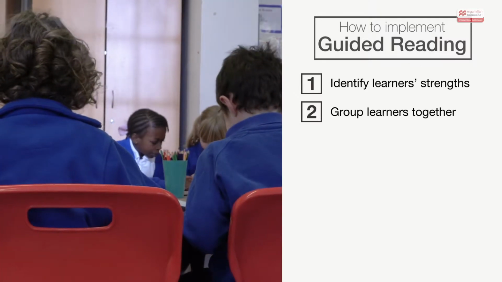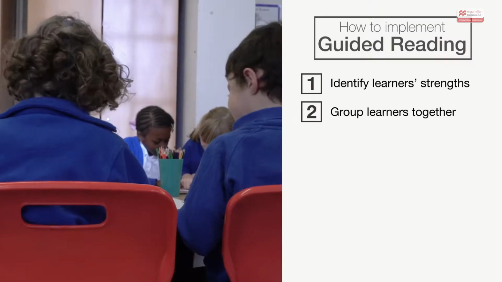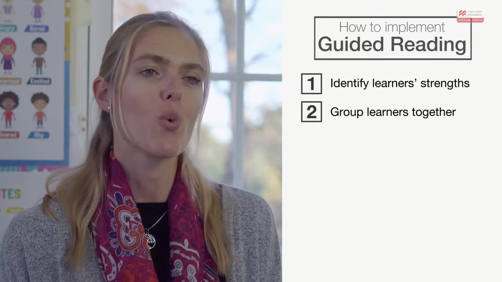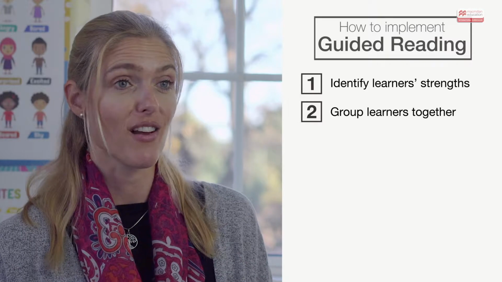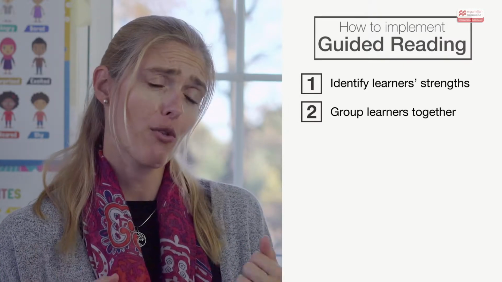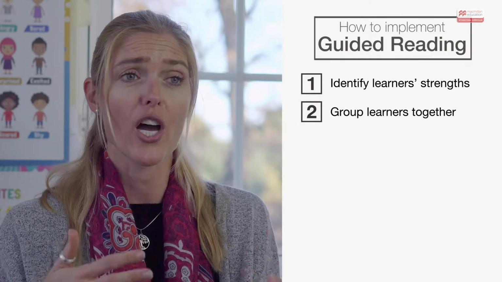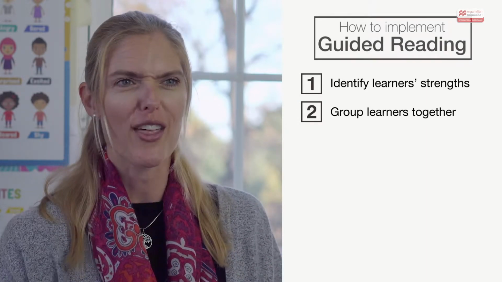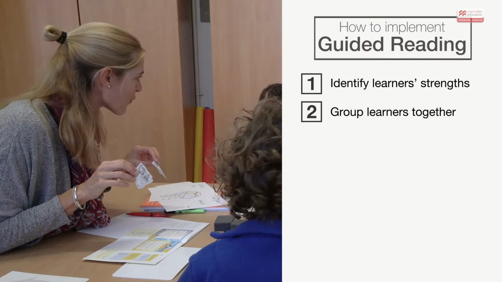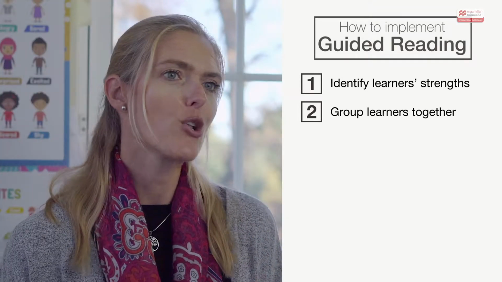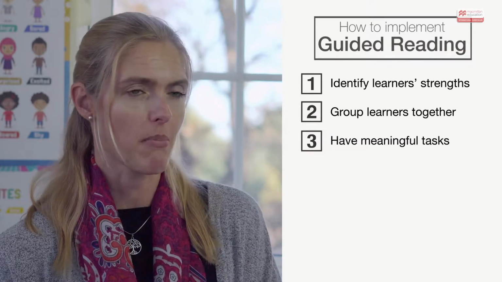So you need to assess your learners, group your learners, and then of course as well, you need to think about what are you doing with those learners who are not sitting with you at the guided reading desk. For example, you've got 27 students in your class. I might have 6 students joining me for a guided reading session. What are the other 21 students doing in this case? So a very important thing for you to plan is that those learners have something to do that's meaningful.